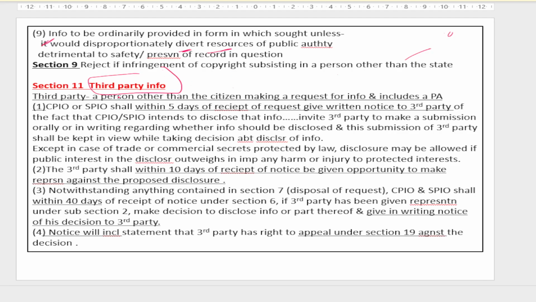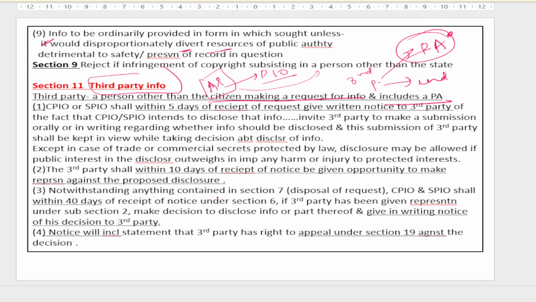Now what is a third party? A third party is a person other than the citizen making the request for information and includes a public authority. Suppose a person A is the RTI applicant and he has filed an application before the PIO. Now third party will include any person other than A. So it is any person other than the citizen making the request, and a third party also includes the public authority. So a third party can include both an individual other than the citizen making the request, and it can also include a public authority.